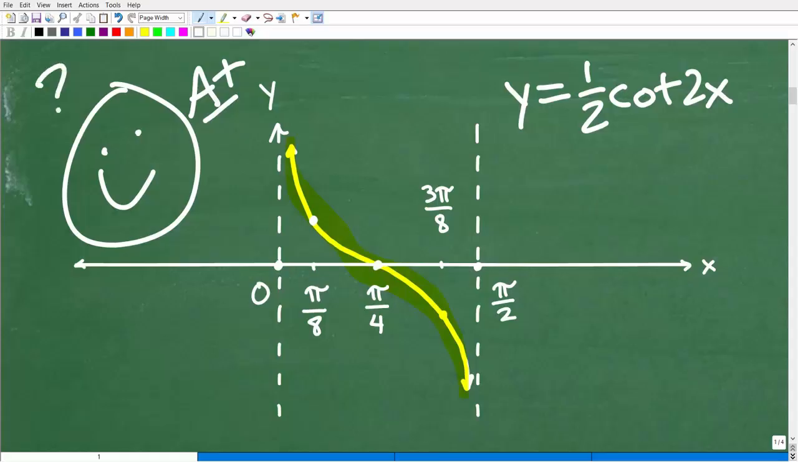But if you are confused, you're like, yes, Mr. YouTube Math Man, this is the stuff that I really am struggling with. I find it so difficult. Well, don't feel bad. Okay, this is not easy stuff for most students.